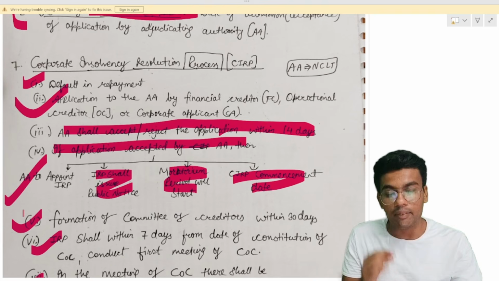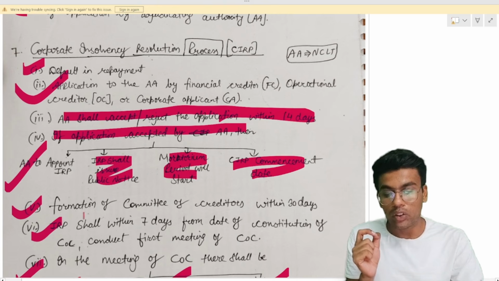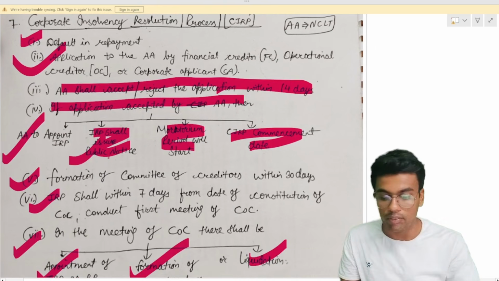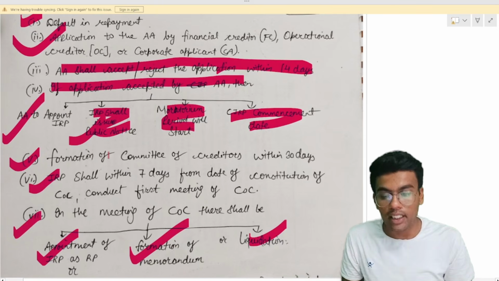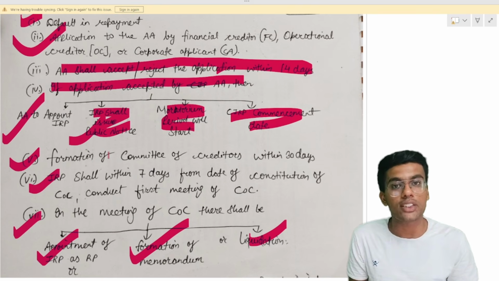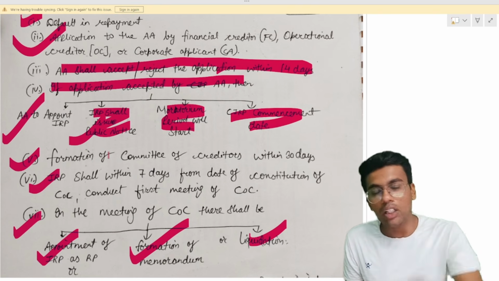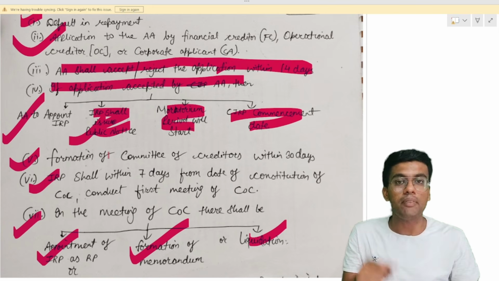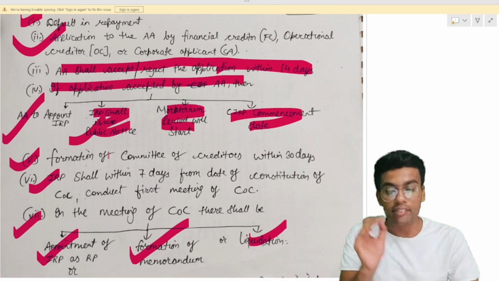CIRP will start. The CIRP commencement date will come into effect, and the IRP will issue a public notice to the general public saying that whatever claims you have, please file them with me. Upon appointment of the IRP, formation of the committee of creditors is to be conducted within the next 30 days. Upon constitution of the committee of creditors, the first meeting of the committee of creditors is to be conducted within the next 7 days.